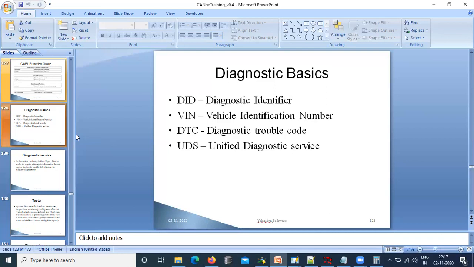For this, the client is nothing but the tester. The diagnostic request goes to a single ECU. In physical addressing, we request only a single ECU. In functional addressing, it is point to many. It requests one to multiple ECUs at a time. One to many.